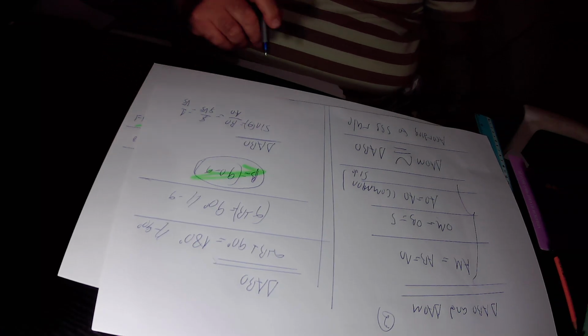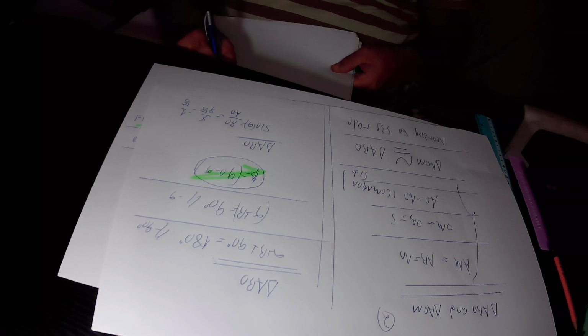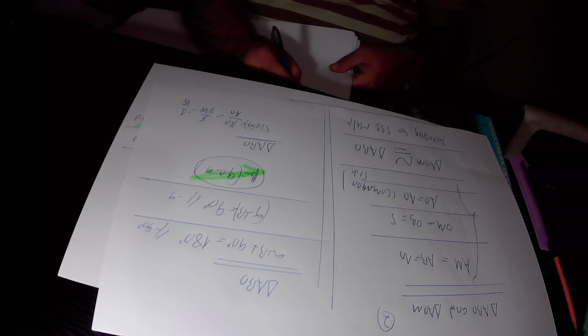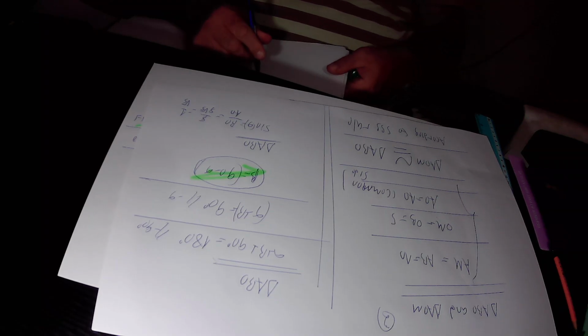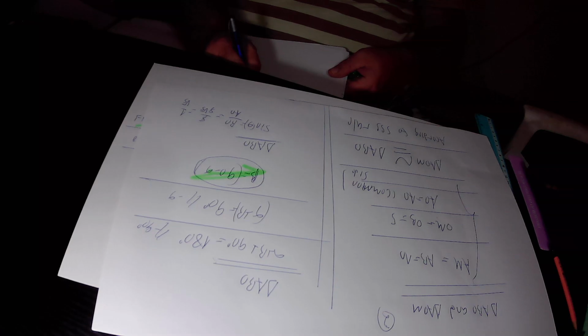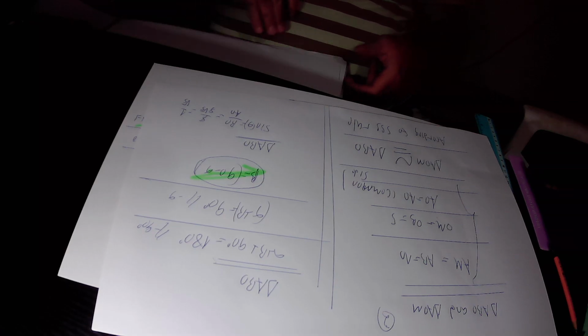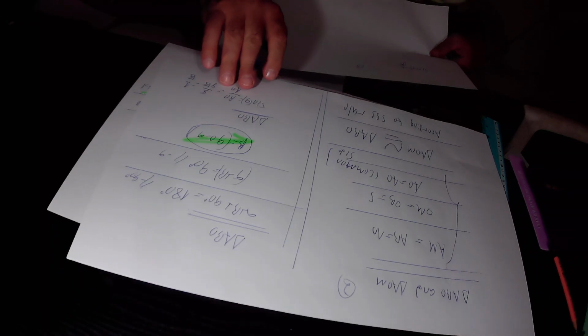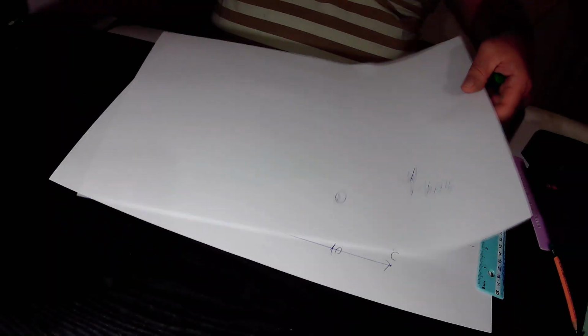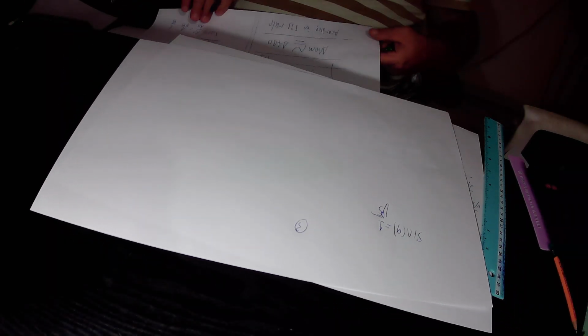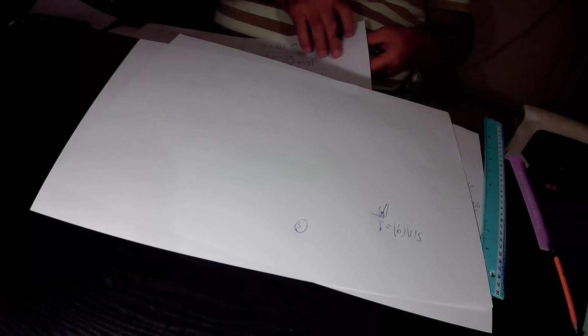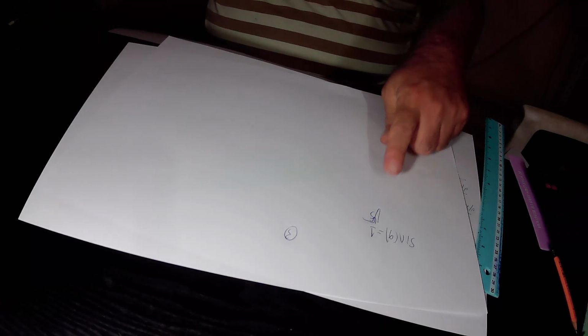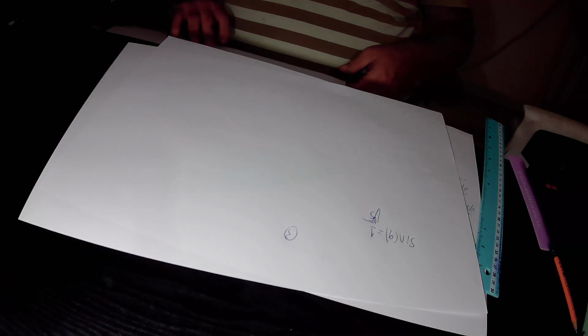So in total, we can find out that sine alpha equals 1 over square root of 5.